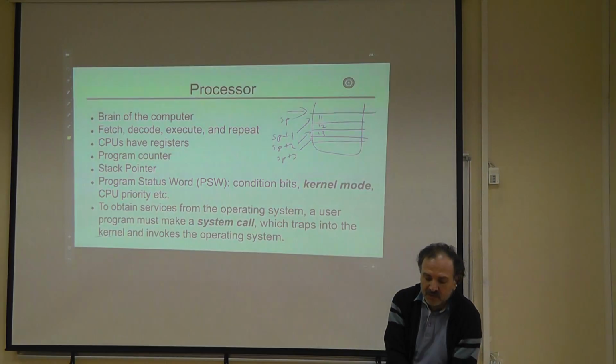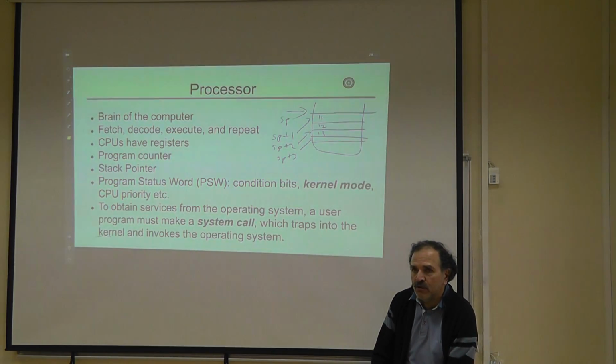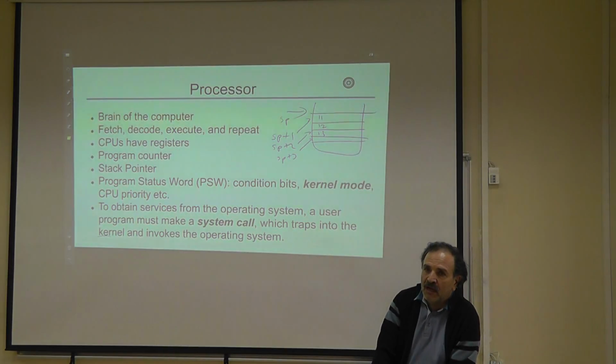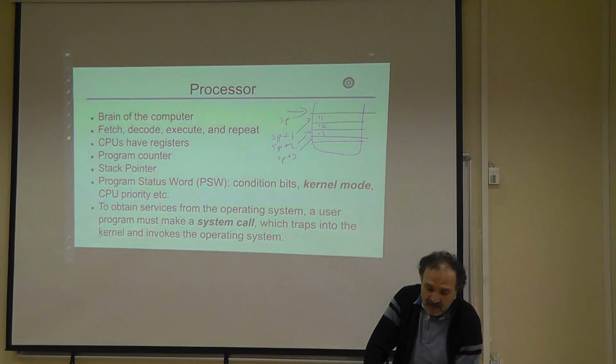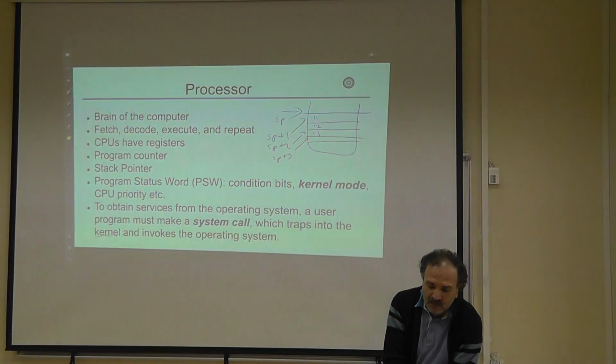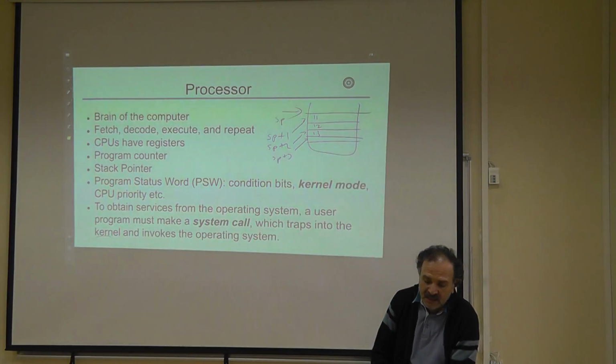To obtain services from the operating system, such as asking it to load some information from the hard disk, you need to make a system call. Ask the operating system to make a new process, fork, you need to make a system call. When you make a system call, you are automatically in kernel mode. But the code you are running is now operating system code, not your code.